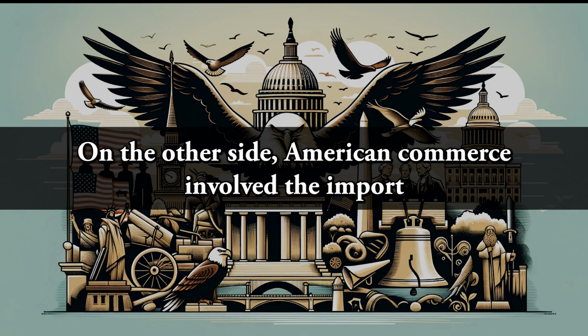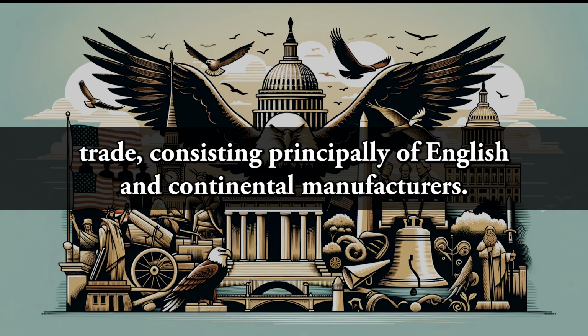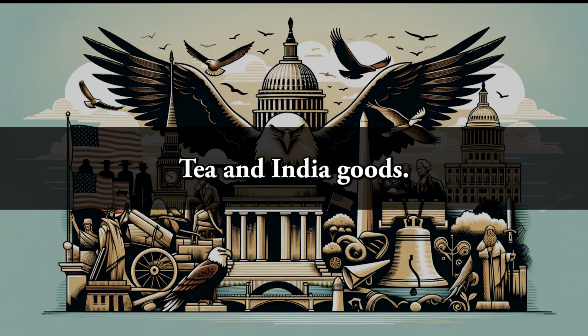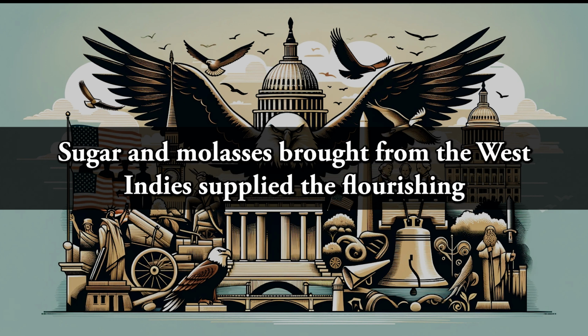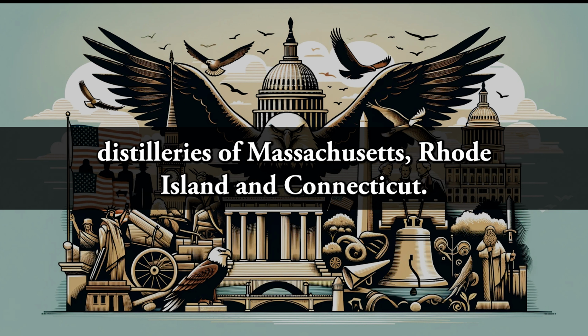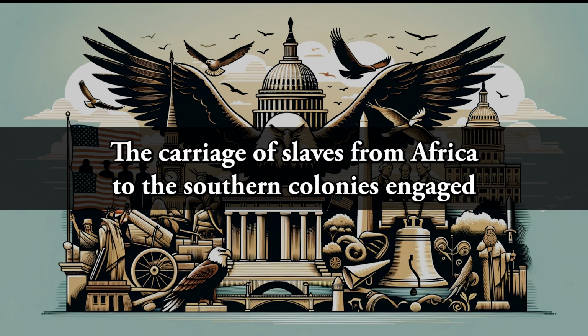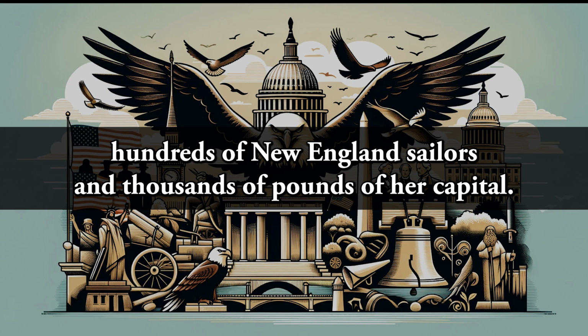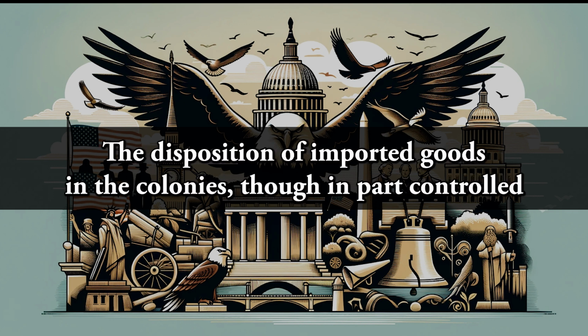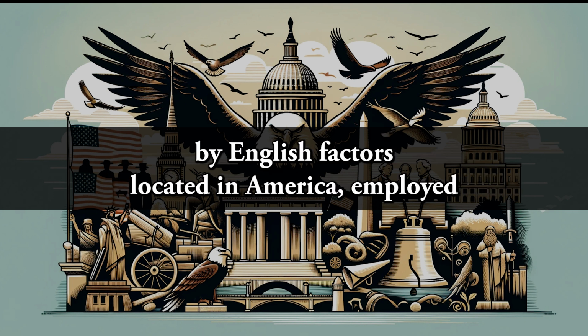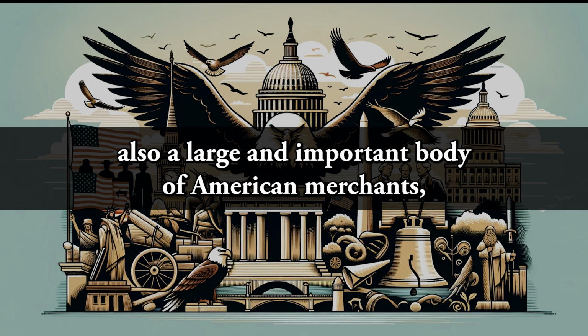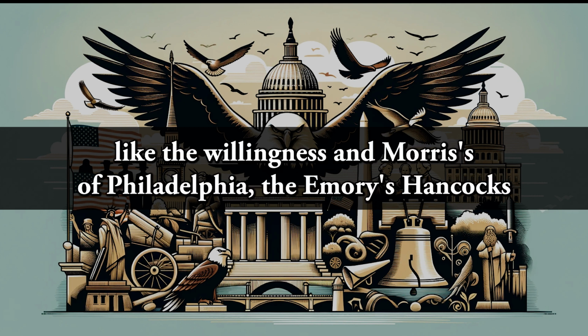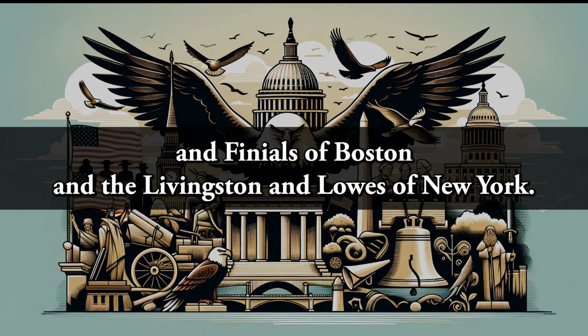On the other side, American commerce involved the import trade, consisting principally of English and continental manufactures, tea, and India goods. Sugar and molasses, brought from the West Indies, supplied the flourishing distilleries of Massachusetts, Rhode Island, and Connecticut. The carriage of slaves from Africa to the southern colonies engaged hundreds of New England sailors and thousands of pounds of her capital. The disposition of imported goods in the colonies, though in part controlled by English factors located in America, employed also a large and important body of American merchants, like the Willings and Morrises of Philadelphia, the Amorys, Hancocks, and Faneuils of Boston, and the Livingstons and Lowes of New York.